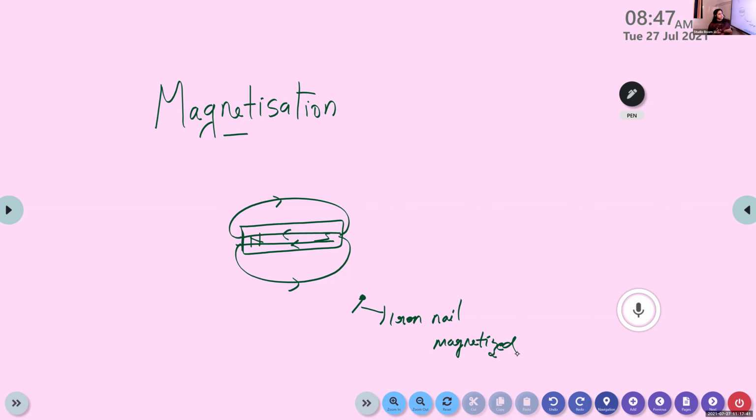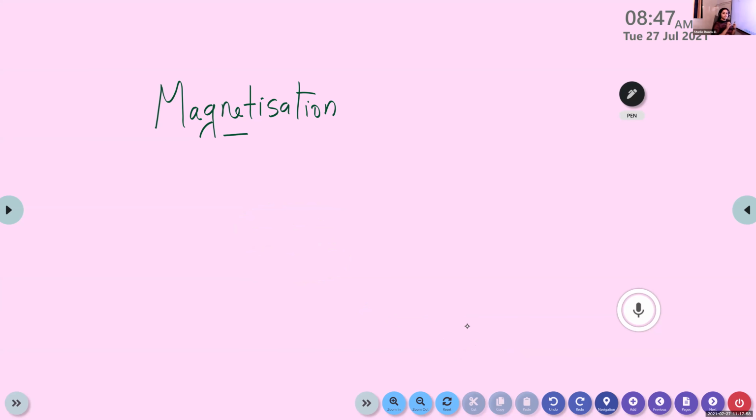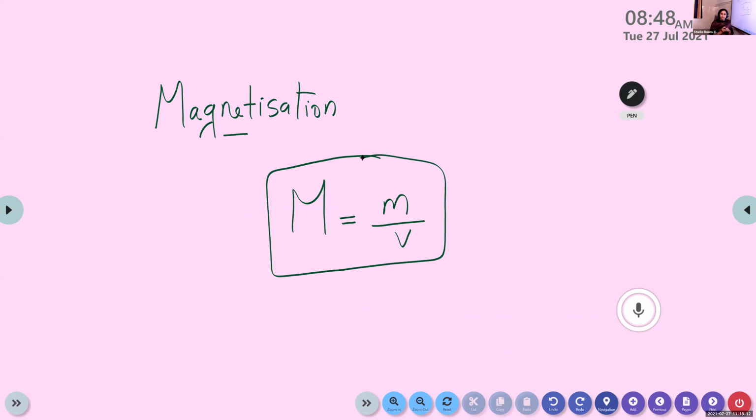So magnetization means the process in which a substance gets some magnetic properties or magnetic behavior when it is kept in contact with a strong, powerful magnet. It is represented by the letter M, and it is defined as the magnetic dipole moment per unit volume. Here you only need to study the equation: M is equal to small m divided by V. It is a vector quantity.